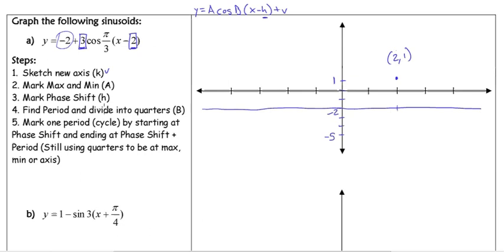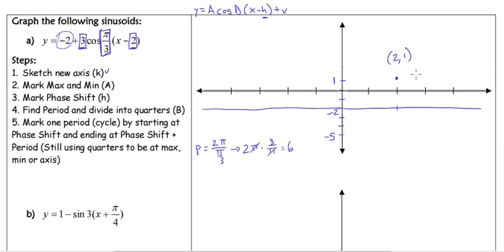And now we need to find the period and divide it into quarters. So what is our period? Well, our period is equal to 2 pi over b. Our b value is pi over 3. So substitute in b right there, pi divided by 3. And really, we don't like to divide by fractions. This says pretty much the same thing as 2 pi times the reciprocal, so times 3 over pi. Pi divided by pi cancels out, and 2 times 3 is 6. Our new period is 6.